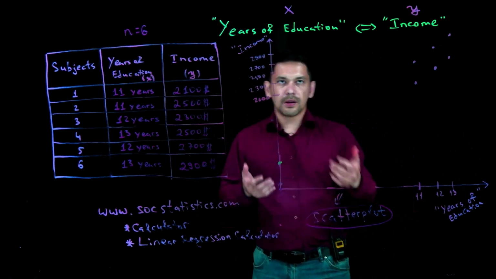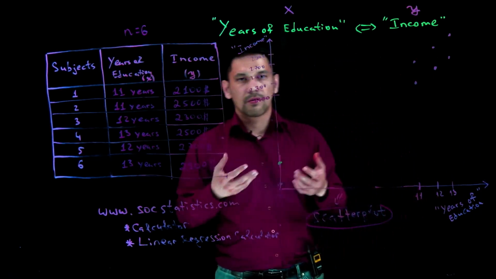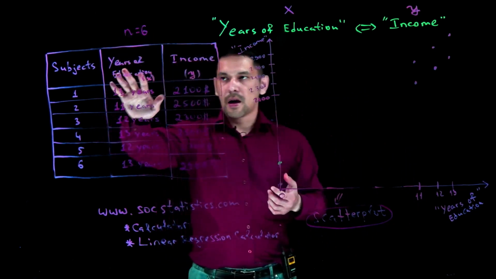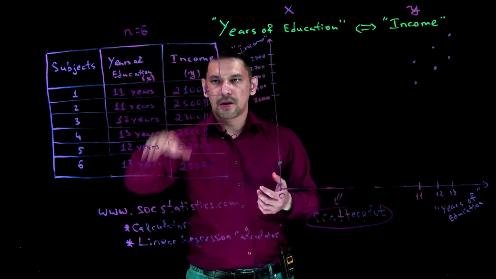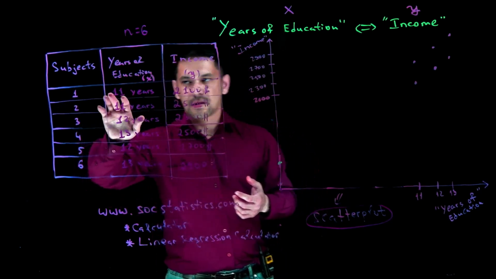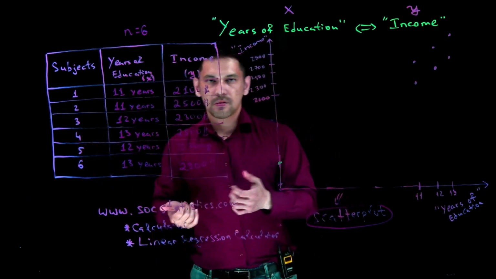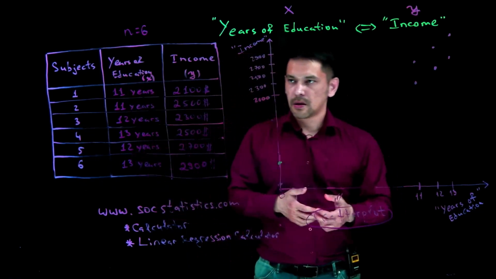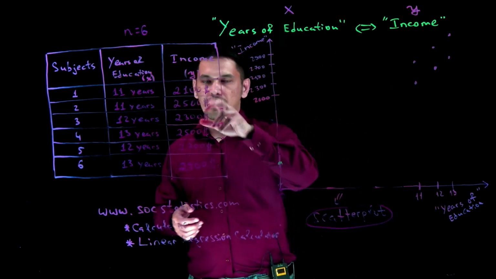Now, in order to build the regression equation, first of all, I have to survey a sample. Let's say I surveyed a sample of 6 people. I asked each one of them how many years of education they had and how much money they made. The first person says he has 11 years of education. That means he went to elementary school and high school for 11 years, but he never went to college. Now his income is $2,100 a month.